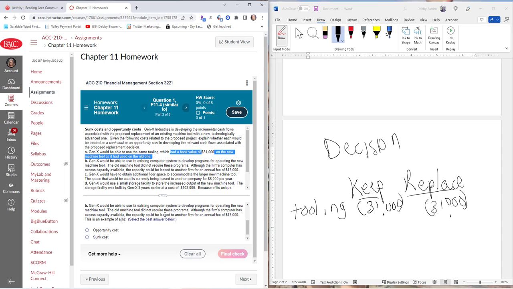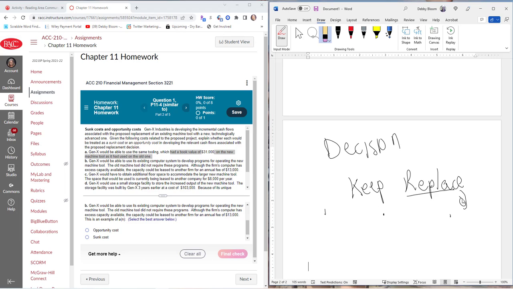And now let's move on to B. So for B, let's get that, and let's make sure that we have the proper columns here.